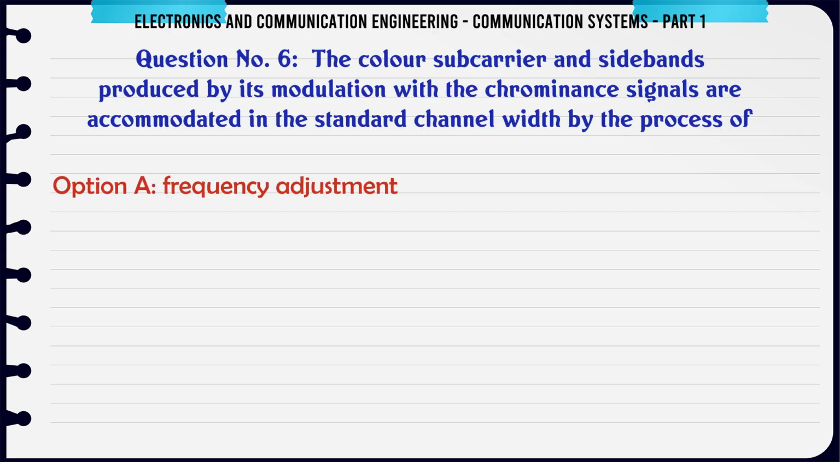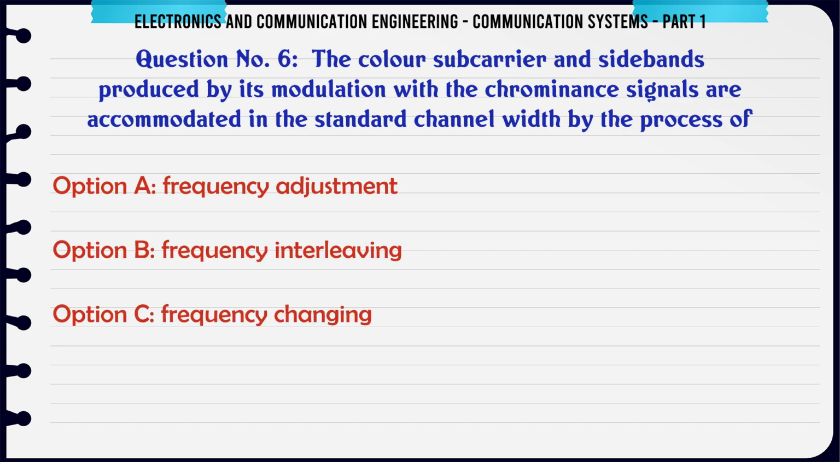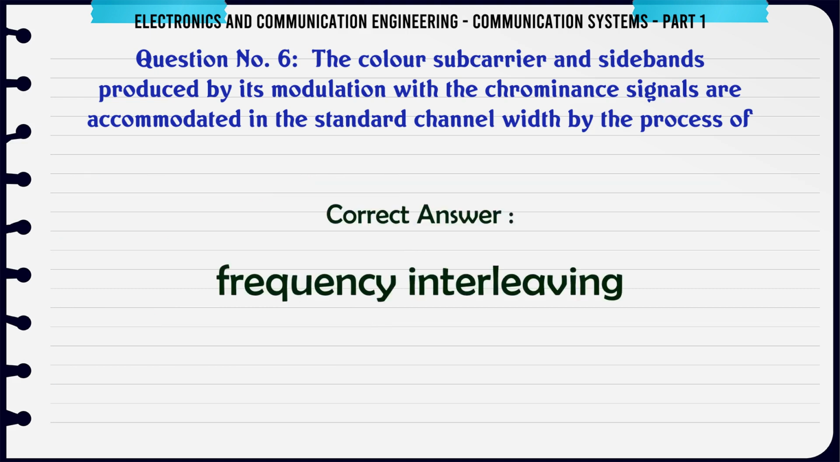The color subcarrier and sidebands produced by its modulation with the chrominance signals are accommodated in the standard channel width by the process of A. Frequency adjustment. B. Frequency interleaving. C. Frequency changing. D. Frequency amalgamation. The correct answer is frequency interleaving.